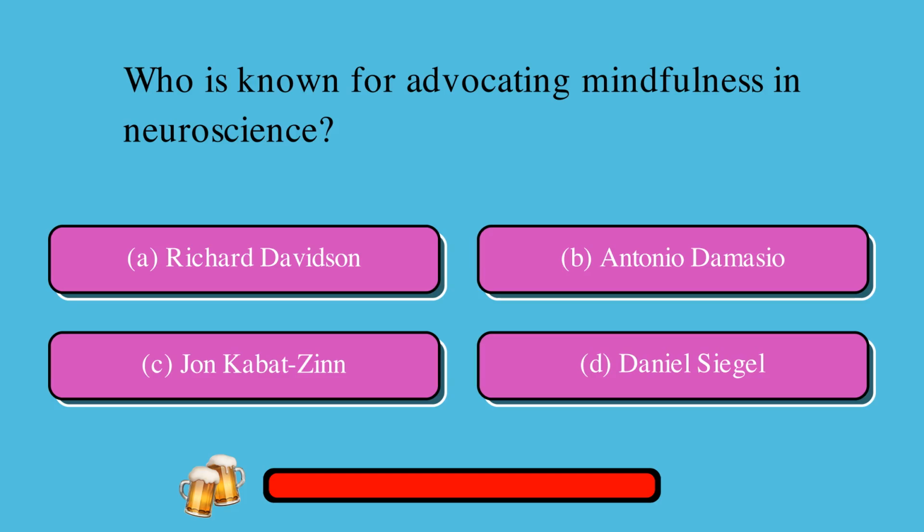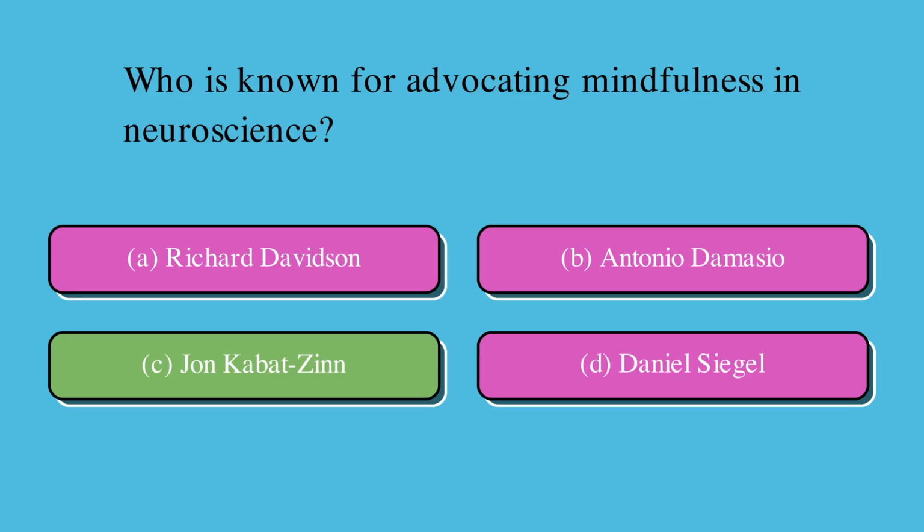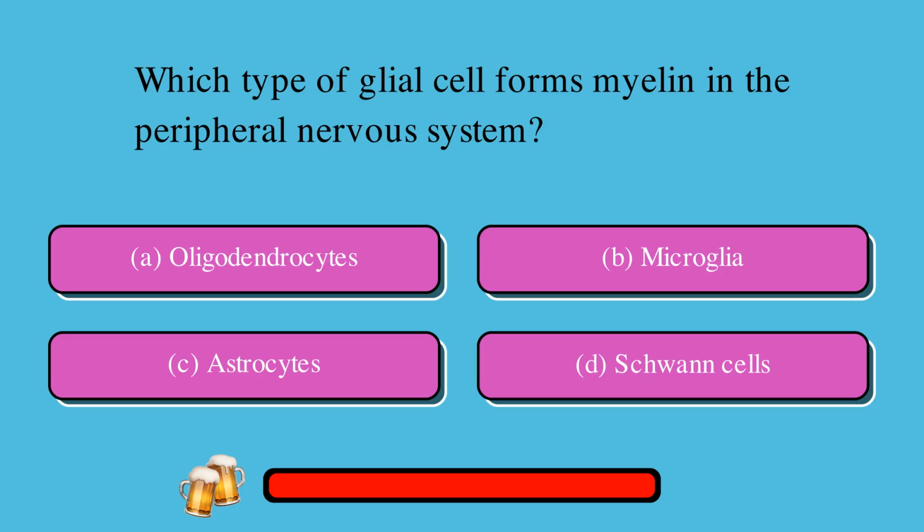Who is known for advocating mindfulness in neuroscience? A. Richard Davidson, or B. Antonio Damasio, or C. John Kabat-Zinn, or D. Daniel Siegel. The correct answer is C. John Kabat-Zinn.